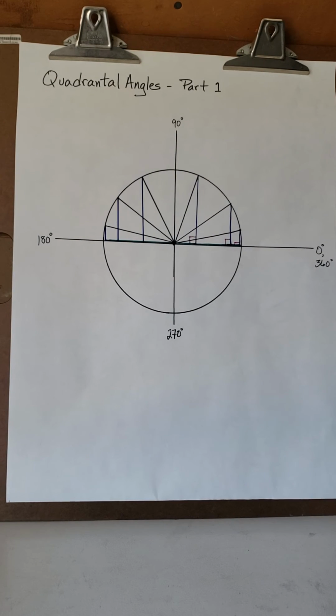So to summarize, at 0 degrees, the opposite is 0, and the adjacent is equal to the hypotenuse. At 90 degrees, the opposite is equal to the hypotenuse, and the adjacent is 0. And at 180 degrees, the opposite is 0, and the length of the adjacent is equal to the hypotenuse.